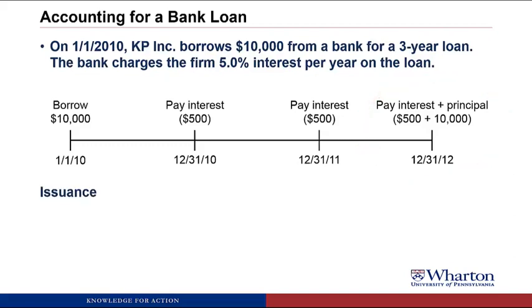So first, I want to do the journal entry for issuing the debt. So when we first borrow from the bank, and I'm going to throw up the pause sign and see if you can do the journal entry for first borrowing from the bank.